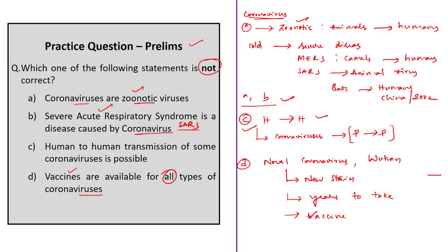So option D, which says that vaccines are available for all types of coronaviruses, is not a correct statement. So for this question, you have to choose the incorrect option. That is, option D is the correct answer for this question.